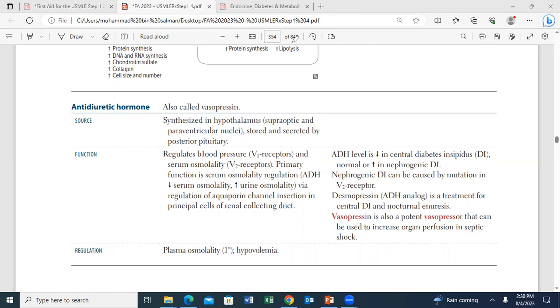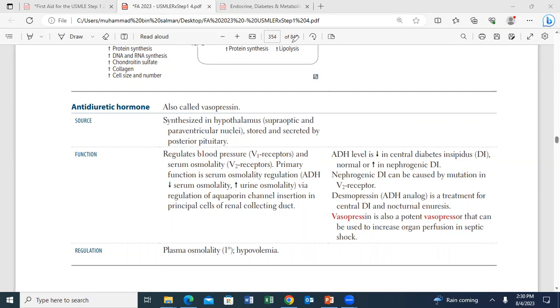Now, just as with insulin, we have two types of diabetes. First is where there is impaired production of insulin, and that is called type 1 diabetes. And the second form is where there is formation of insulin, but that insulin is not effective. We call it insulin resistance. That is called type 2 diabetes. Now we have a similar case over here.